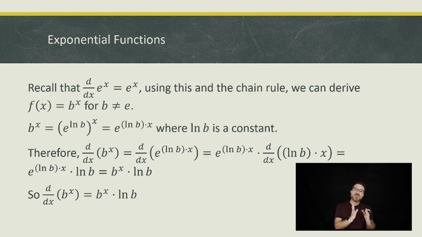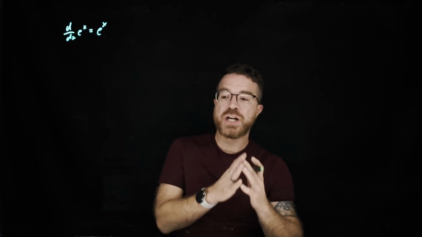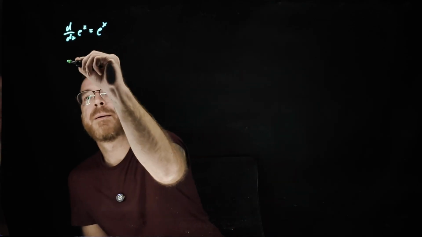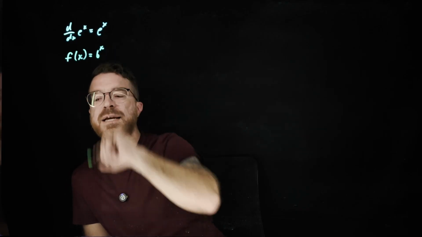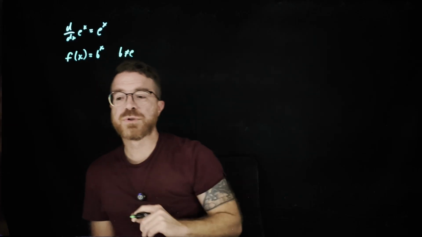Now, before we do a bunch of examples using the chain rule, I first want to talk about taking the derivative of exponential functions. So if you remember, the derivative d dx of e to the x is just going to be equal to e to the x. And this is going to be using our chain rule. We can actually derive what f of x equals some constant b to the x is when we take the derivative, when b is not equal to e.